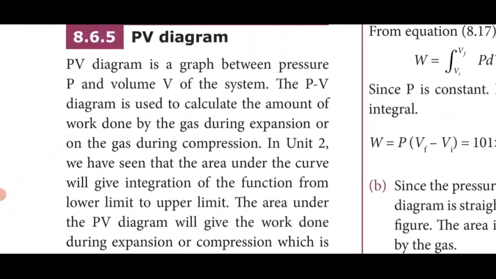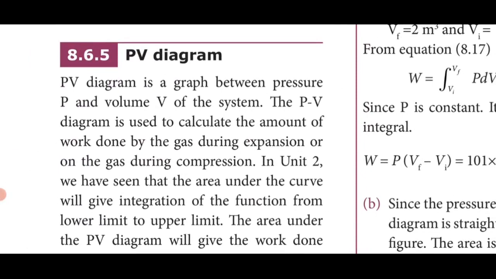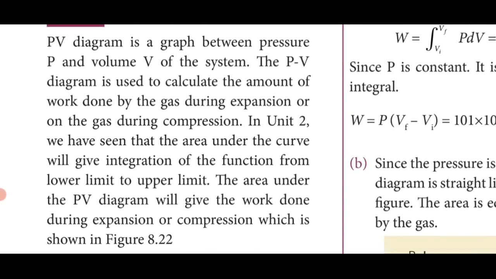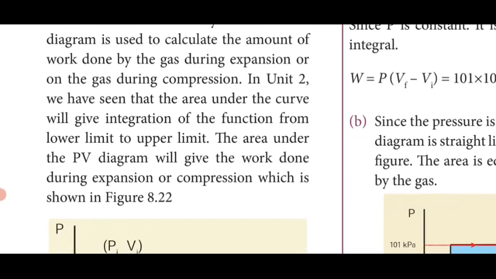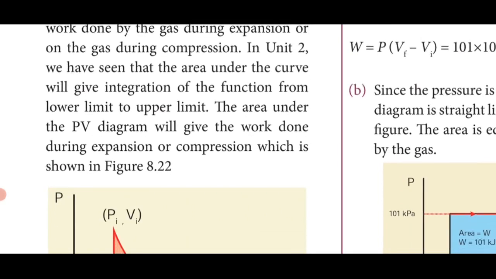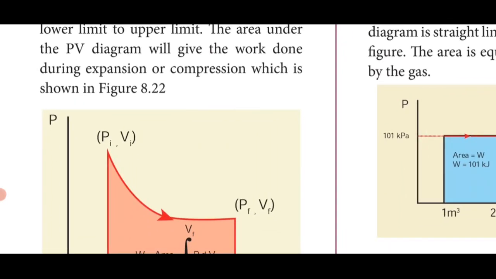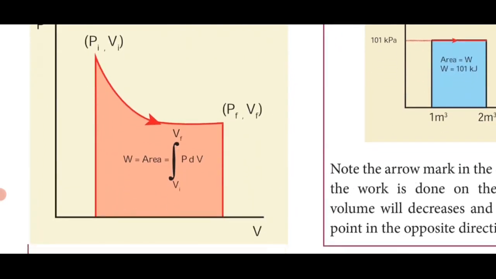And next we pass on to the PV diagram, that is a pressure-volume diagram. It is a graph between the pressure and the volume of the system. The PV diagram is used to calculate the amount of work done by a gas during expansion, or on the gas during compression. In unit 2 we discussed that the area under the curve gives the integration of the function from the lower limit to the upper limit. So the area under the PV diagram will give the work done during the expansion or the compression.